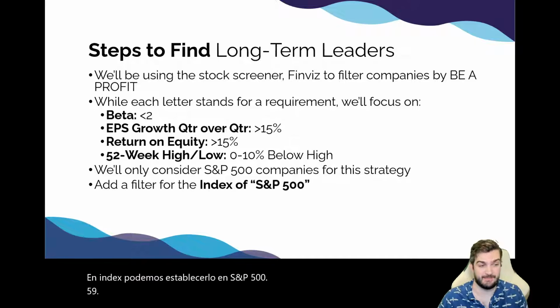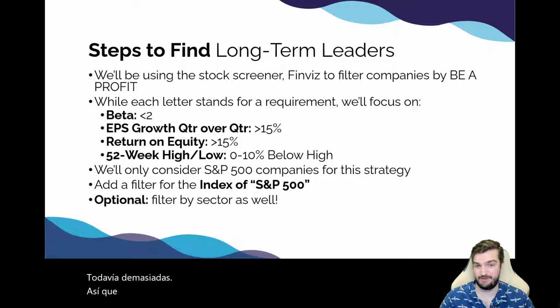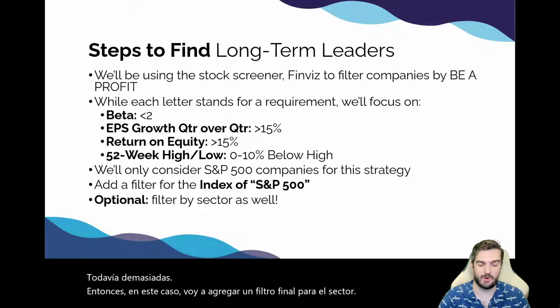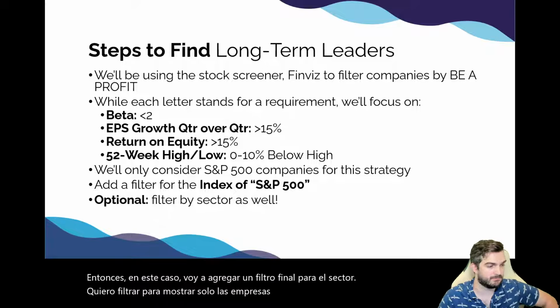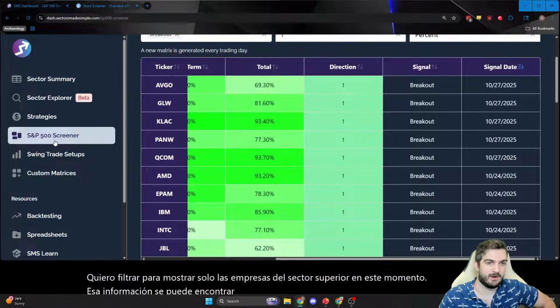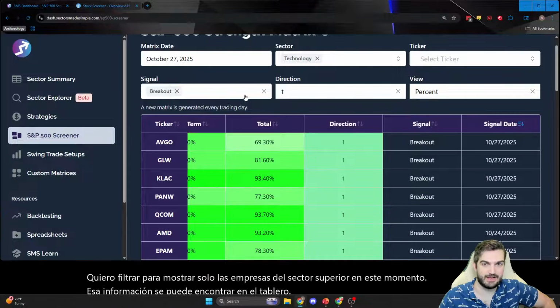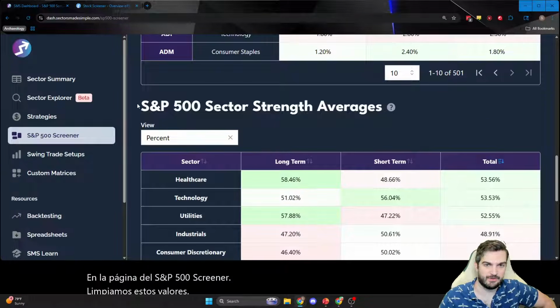Still too many. So in this case, I'm going to add one final filter for sector. I want to filter to only show companies in the top sector right now. That information can be found on the dashboard, on the S&P 500 screener page. We cleared these values. Down under S&P sector strength averages.